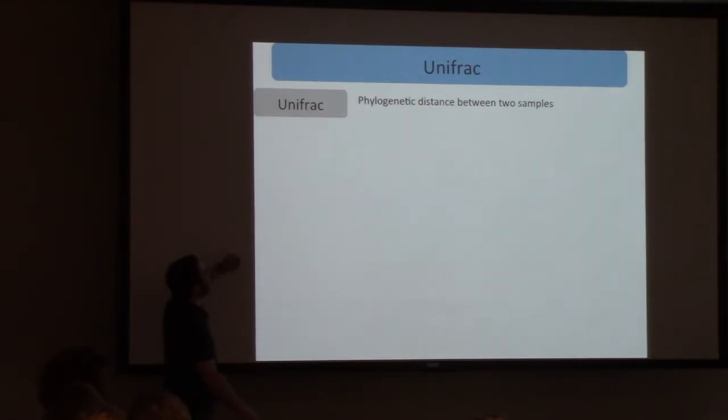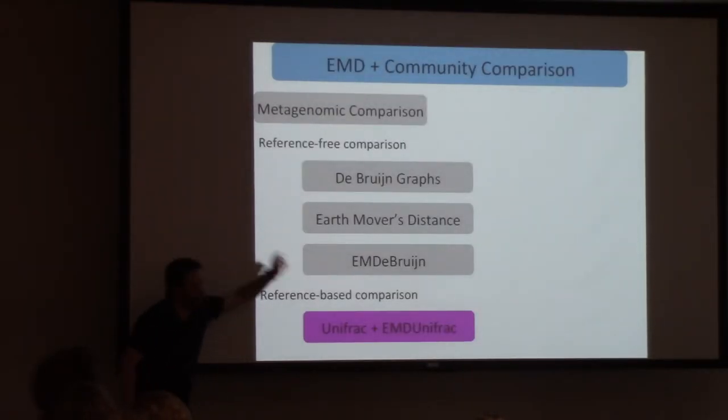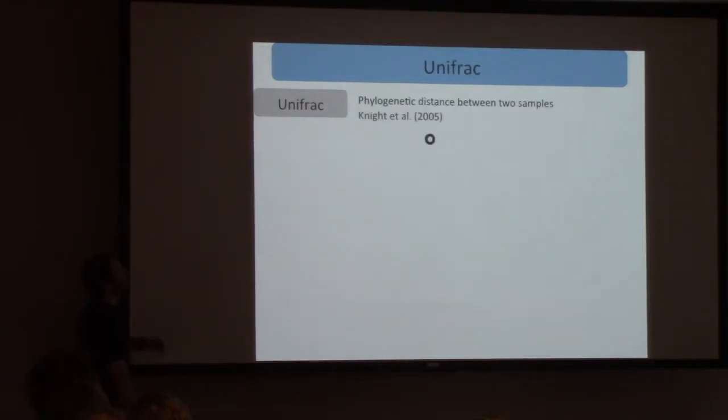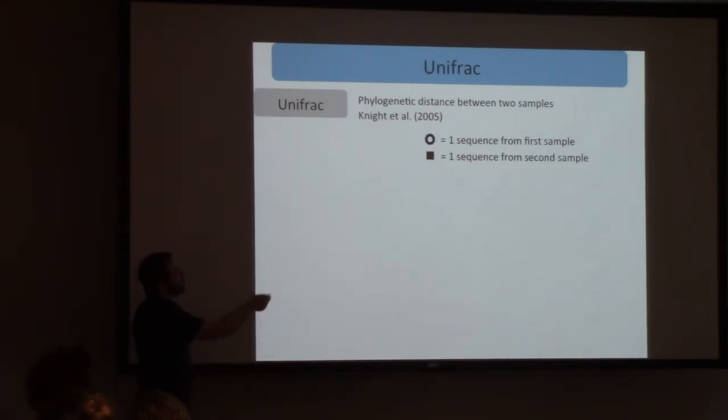Exactly. So our second part of this right here is UniFrac. UniFrac is exactly what you were saying right there. It's a phylogenetic distance between samples based on a phylogenetic tree. So for a very simple example right here, I'm going to show you what UniFrac is in terms of unweighted.